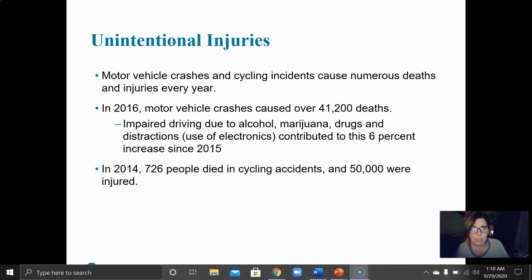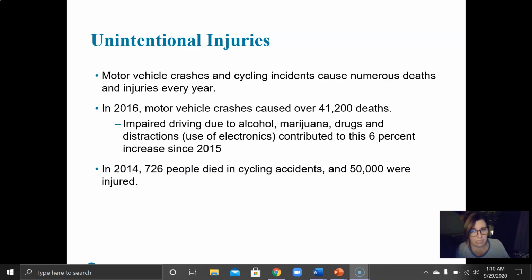We're going to shift our directive from violence to unintentional injuries, which occur without planning or intention to harm. The two types of unintentional injuries that cause the most deaths every year are drug overdoses and motor vehicle accidents. In 2016, motor vehicle crashes caused over 41,000 deaths. Impaired driving due to alcohol, marijuana, drugs, and distractions, use of electronics, contributed to the 6% increase since 2015.